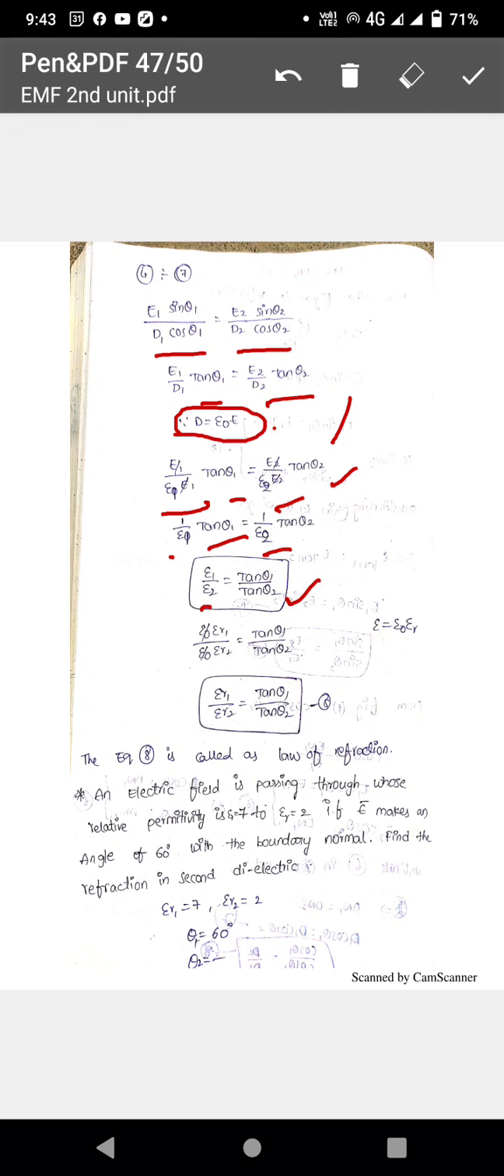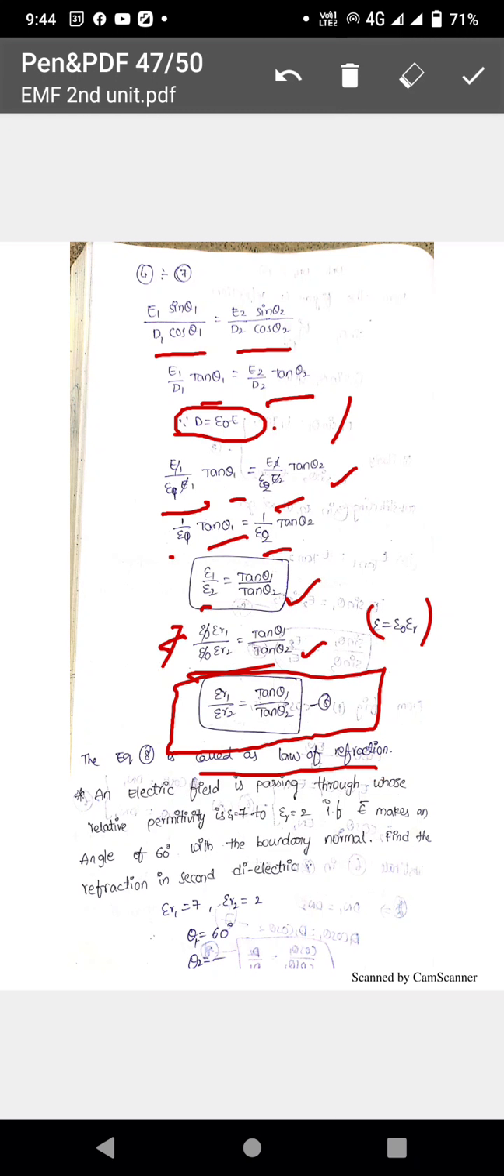Epsilon may be written as epsilon naught epsilon r, that is permittivity equal to absolute permittivity into relative permittivity. We substitute epsilon naught epsilon r1 by epsilon naught epsilon r2 equal to tan theta 1 by tan theta 2. Now epsilon naught, the absolute permittivity, cancels. Epsilon r1 by epsilon r2 equal to tan theta 1 by tan theta 2. This is the refraction relation in case of boundary conditions. Equation 8 is called the law of refraction.